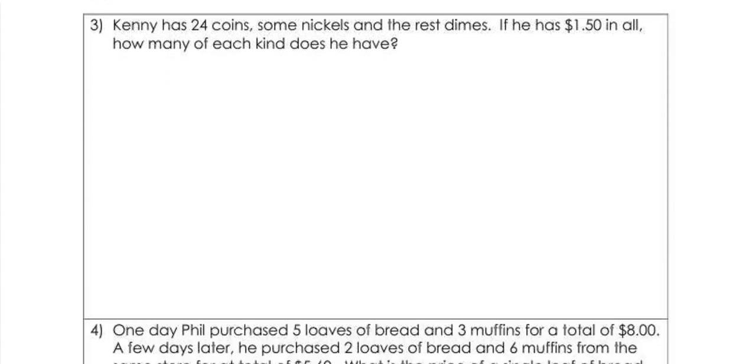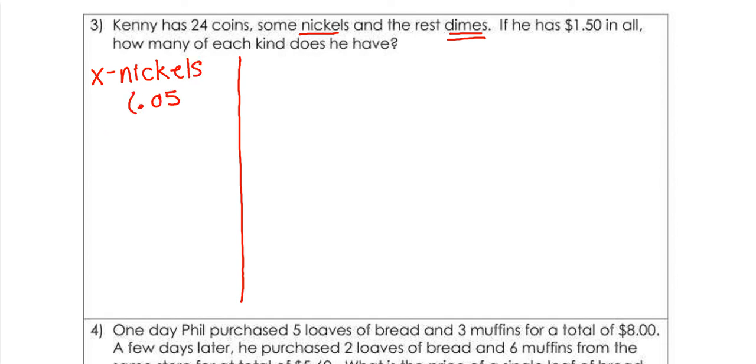So for number 3, Kenny has 24 coins, some are nickels and the rest are dimes. If he has $1.50 in all, how many of each kind does he have? Another money problem. So I see nickels first, then I see dimes. So X is going to be nickels, and those are 5 cents. Y is going to be dimes, and those are 10 cents or 0.1.